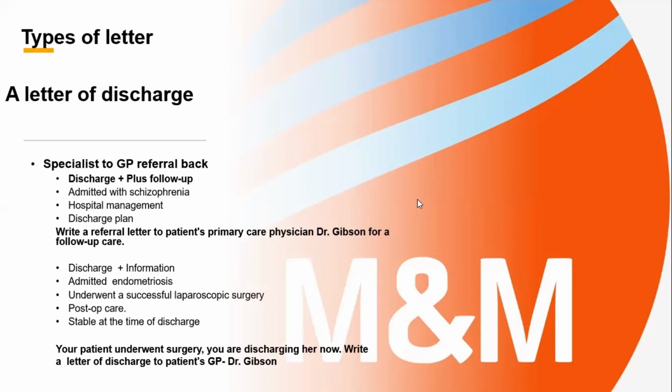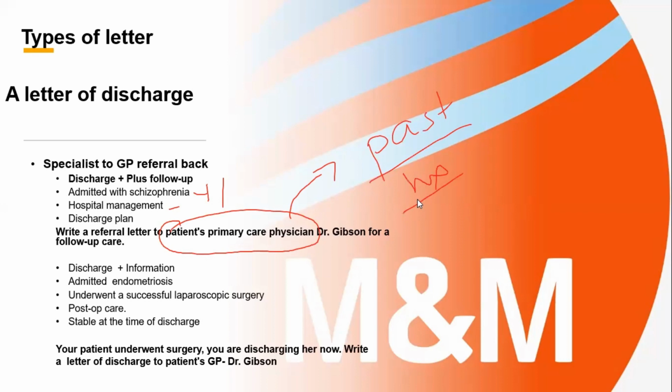So in case of writing a letter of discharge, we can see that here the patient was admitted with schizophrenia. He was managed. Obviously, there are a lot of details in the hospital. And we are writing this letter to the primary care physician. If you're writing this letter to the primary care physician, then the past history or social history will not be relevant, right? Is it clear to you?